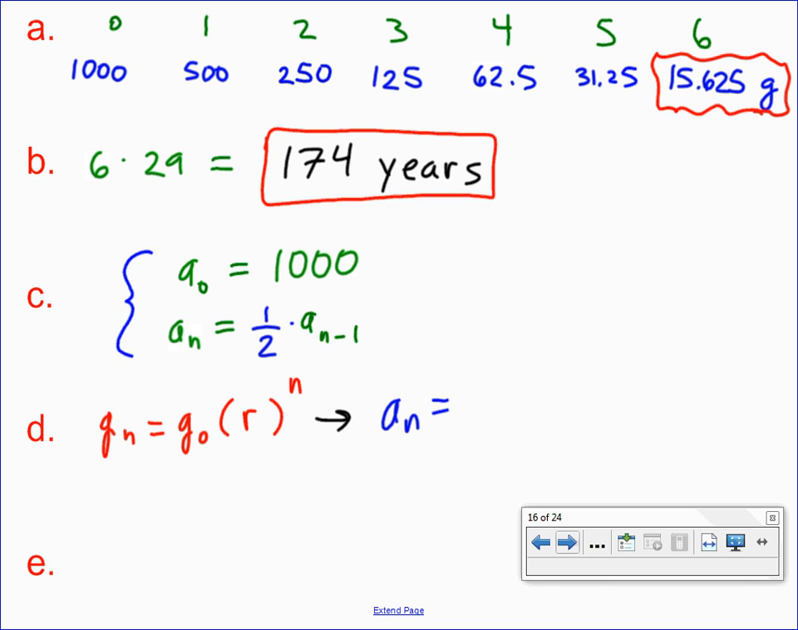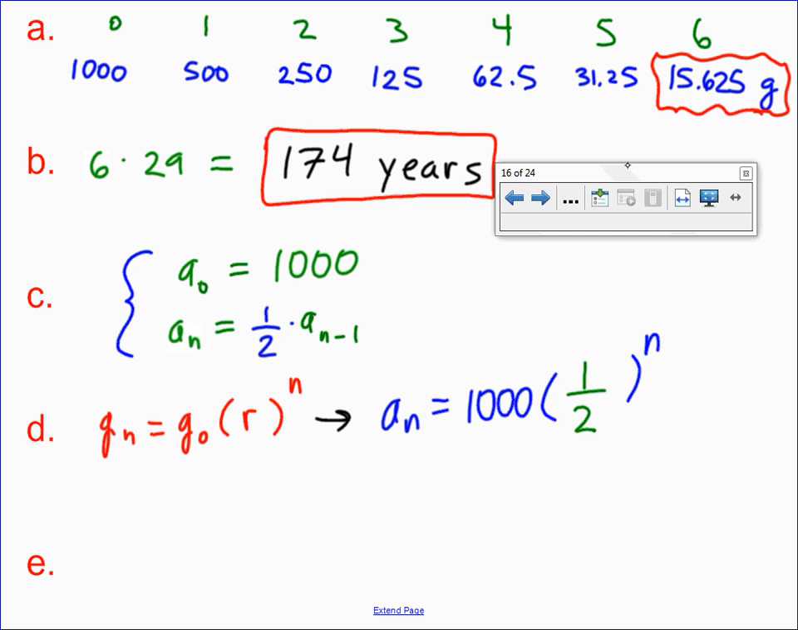How much was that? That was my 1,000 grams. So 1,000 times my constant multiplier to the n. In this case, my constant multiplier, right, we already found. What's my constant multiplier? Luke? 1/2.